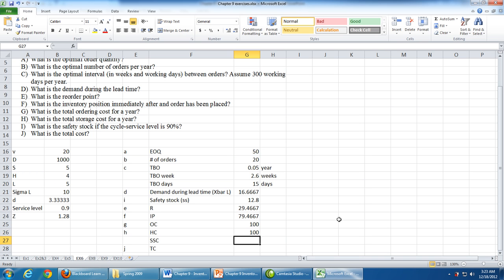How do I know it's not right? These two amounts must be the same. Safety stock cost is the amount of safety stock you hold times H. Total cost is the three costs added together.